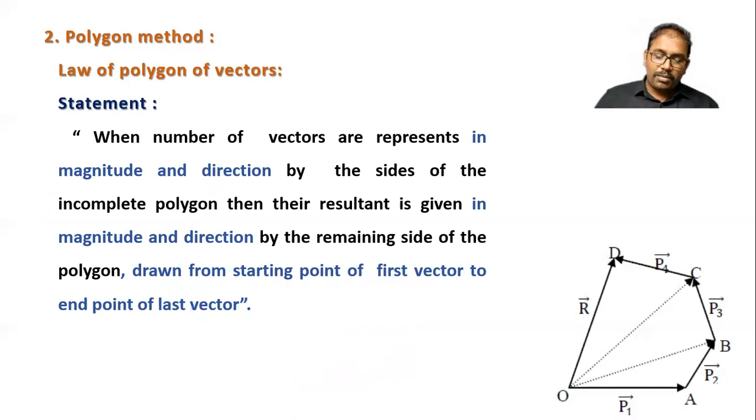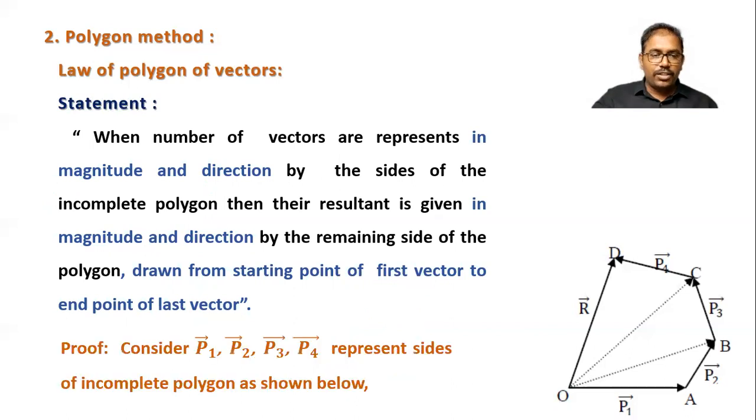So when I talk about this, this is the first side, the second side, and this is the third side. So this is P1 bar, this is P2 bar, this is P3 bar. Then the addition or resultant is given by the remaining side. So this is the resultant. That's it. Now let's see the explanation of this. Consider P1, P2, P3, P4 bar representing the sides of an incomplete polygon. So don't consider this R bar first. The remaining sides we consider.